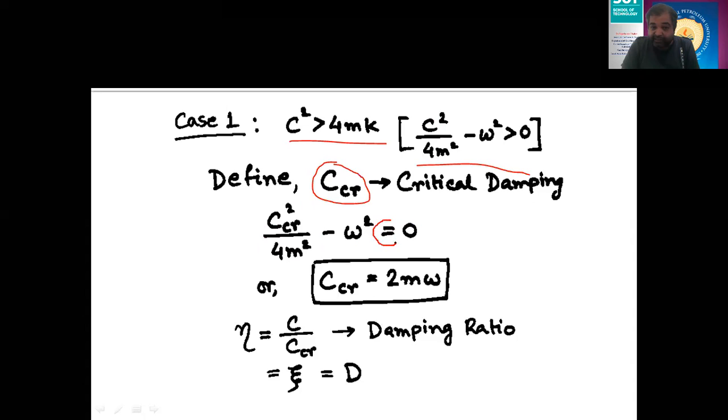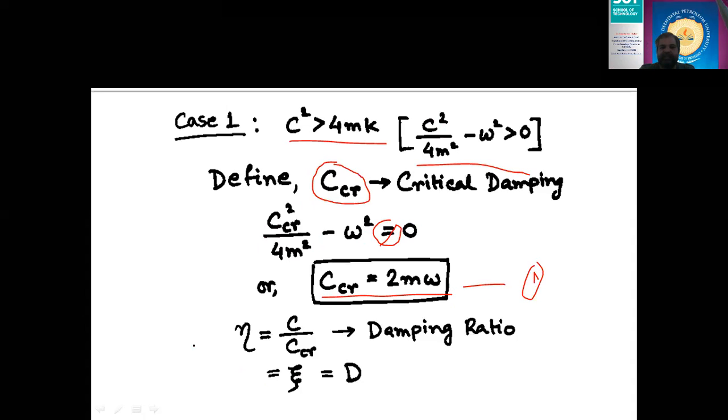This equal sign is very, very important. I can put equal, and only then can I replace this C value with C_cr, the critical damping. So my C_cr is nothing but twice m omega. This is very clear. That is equation number 1.